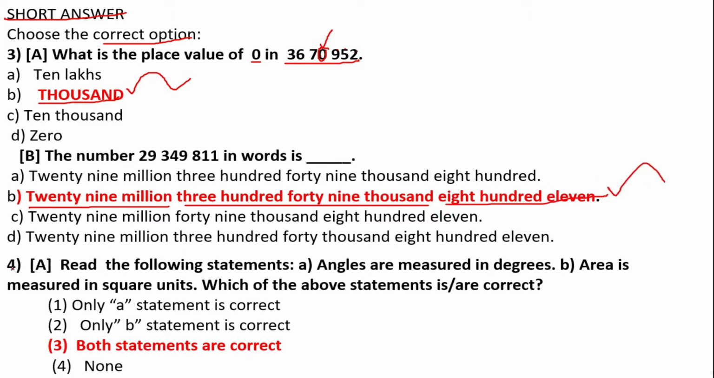Read the following. Question number 4. Read the following statements. A. Angles are measured in degrees. B. Area is measured in square units. Which of the above statements is correct? Here you see area normally we measure in square units only. Angles are measured in degrees only. So A and B are correct. Both statements are correct.